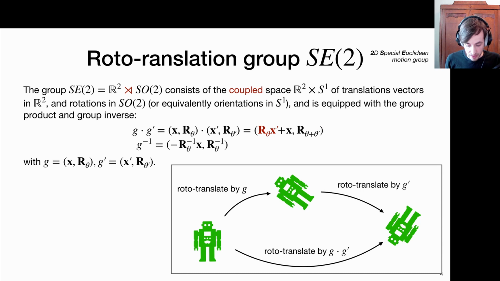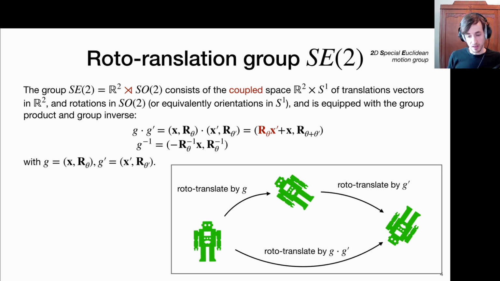So we have this robot, we can rotor translate it again, and then we rotor translate it again with the g prime. And this results in one net rotor translation, right? I can also just directly rotate and translate the robot to this location. And the group action, or the group that does this, the transformation that achieves this result, is described by the group product.